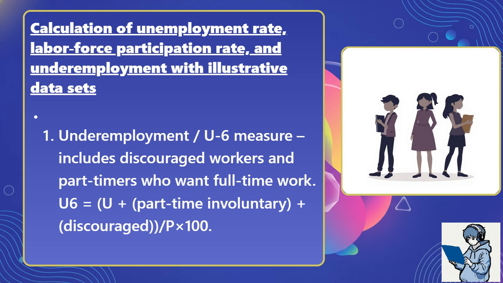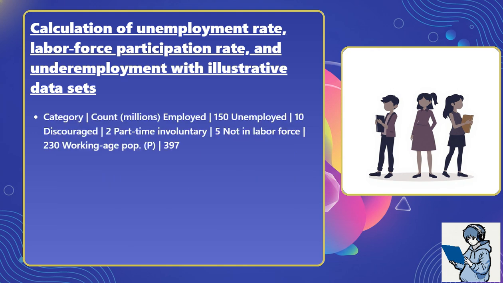U6 equals (U plus part-time involuntary plus discouraged) divided by P times 100. Illustrative data set. Category: employed 150 million, unemployed 10 million, discouraged 2 million, part-time involuntary 5 million, not in labor force 230 million, working age population P 397 million.